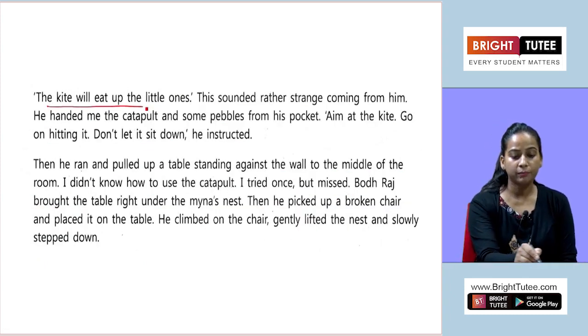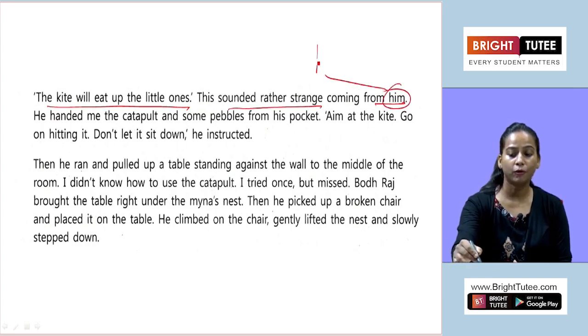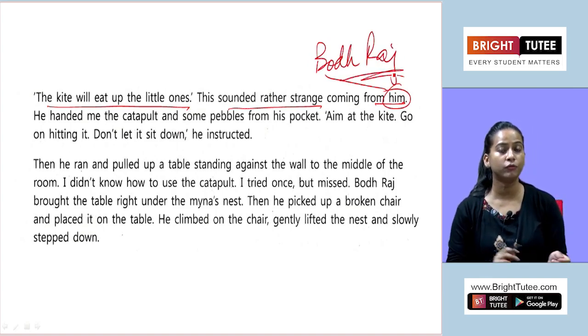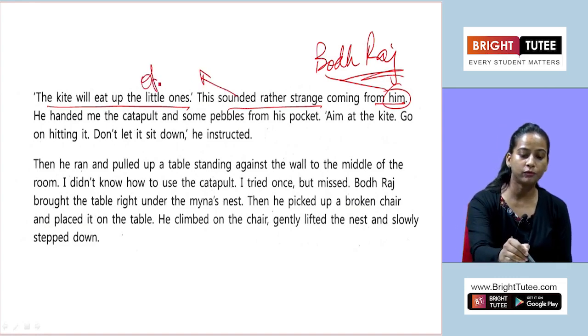The kite will eat up the little ones. Now somebody mentioned this. The kite is going to eat up these little ones. This sounded rather strange coming from him. Him means from Bodhraj, because earlier he was the only one who was trying to hit those little ones, the birds. But now when he was getting that much concern about these birds, it was a little bit strange, and that was totally opposite of his character.